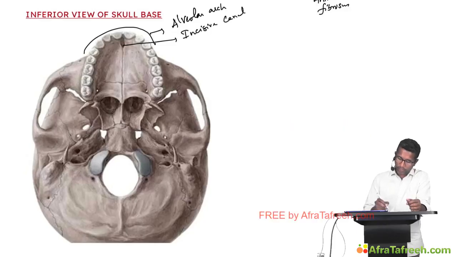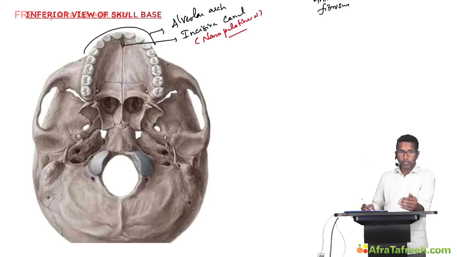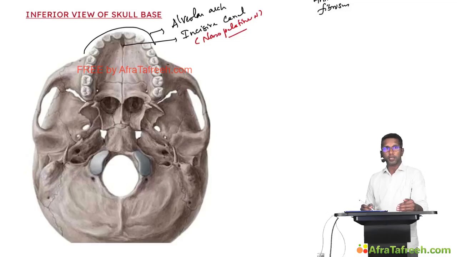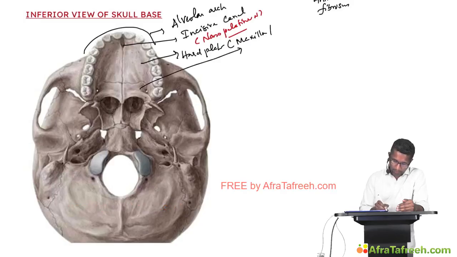This incisive canal transmits the branches of the nasopalatine nerves. When you go just behind the incisive foramen, you see this palate. This is called the hard palate. This hard palate is formed by two bones. This bone is the maxilla, and this bone is the palatine bone.